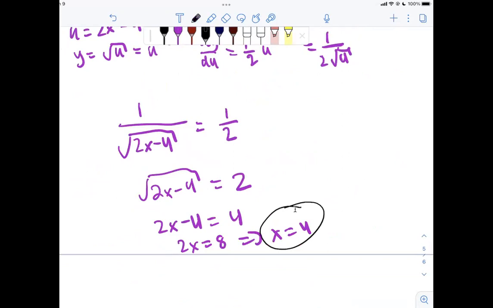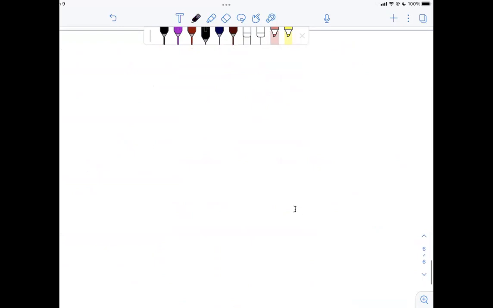All right, so now let's take a break for a moment and talk about the intermediate value theorem. So this is different from the mean value theorem and Rolle's theorem.